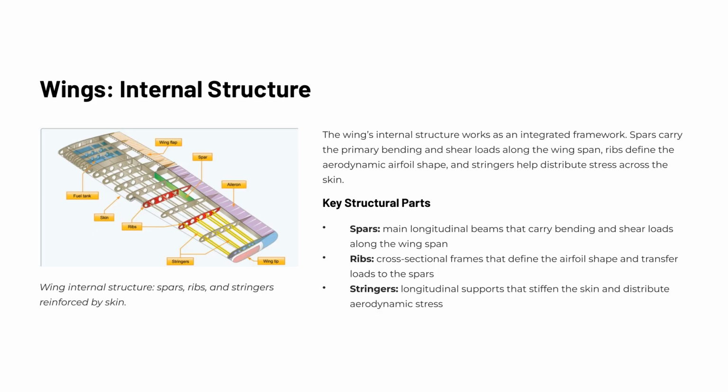Together, these three components, spars, ribs, and stringers, reinforced by the outer skin, create a structure capable of withstanding the significant and varied loads experienced during normal flight operations and beyond.